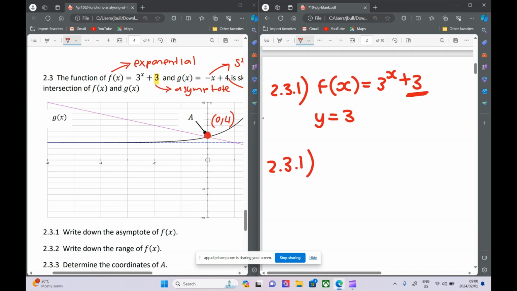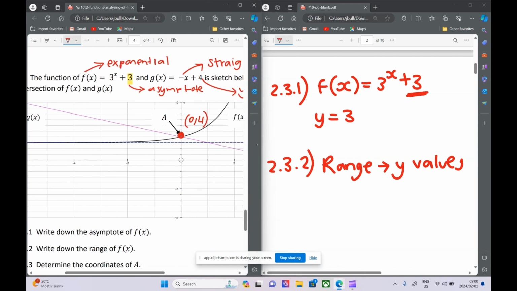2.3.2. Write down the range. Okay, so the range is all the y values. What y values can this graph have? If we look at f of x, the lowest y value it gets is at the asymptote, so 3. And then it just goes up, up, up, up, and it never stops. So it could have any value from 3, the asymptote, until infinity. It could go up forever.